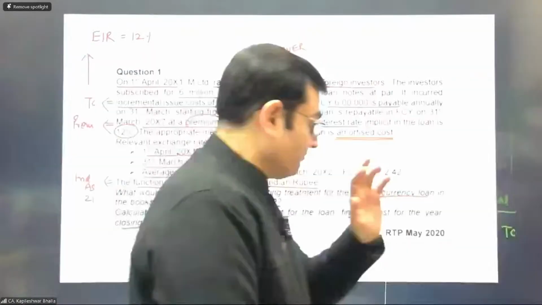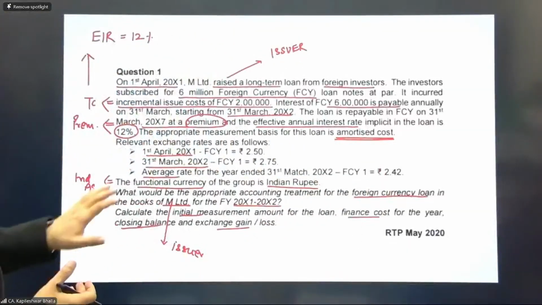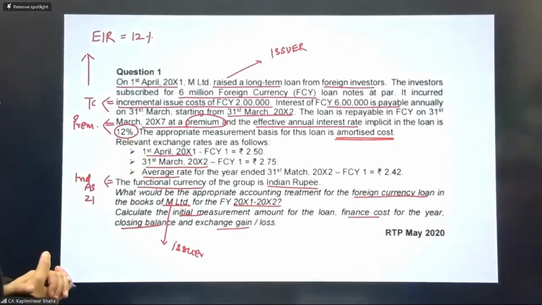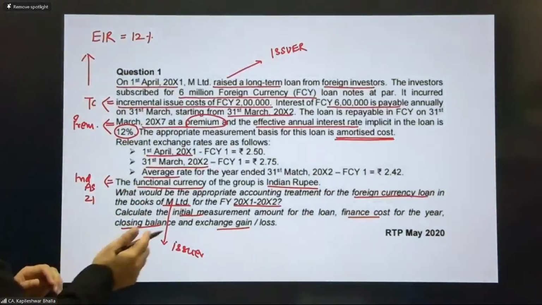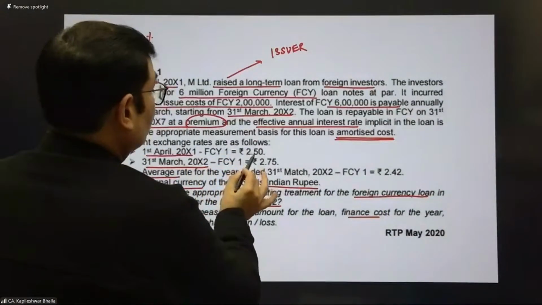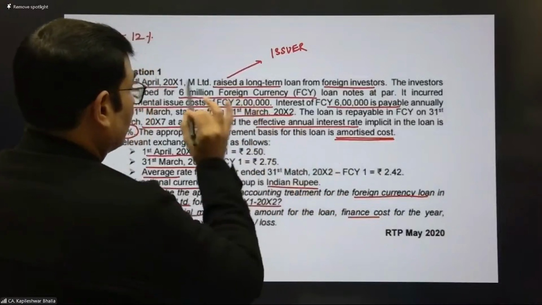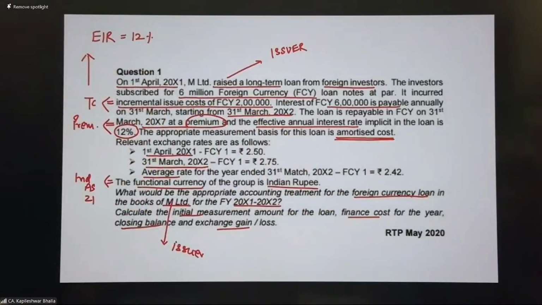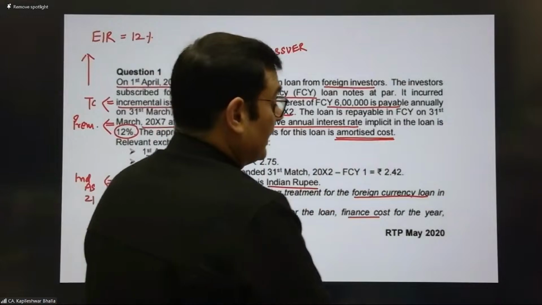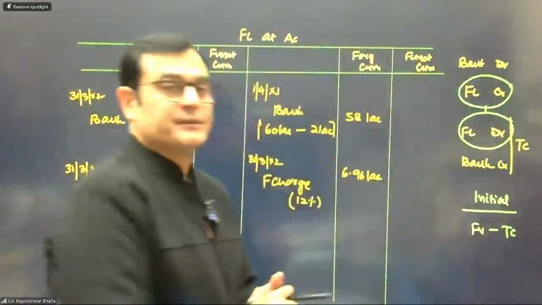Let's go back to the question. Now comes the role of the last para of the question. The relevant exchange rates are: at the beginning, one foreign currency is 2.5, closing 2.75, average is 2.42. So we just need to now see which items are going to be converted at which rate.